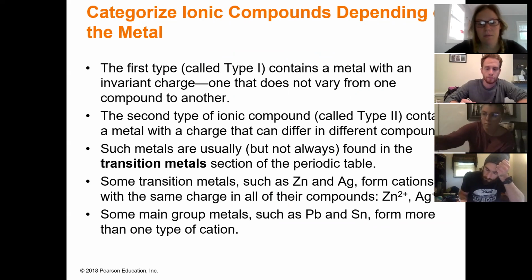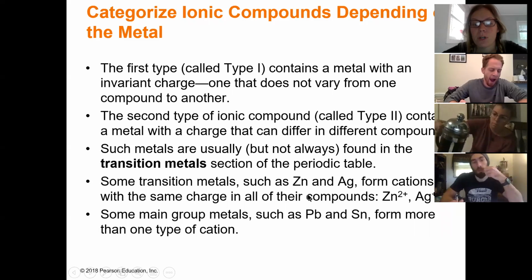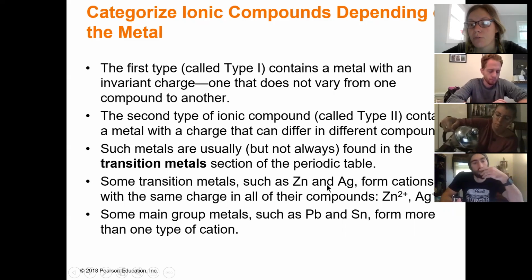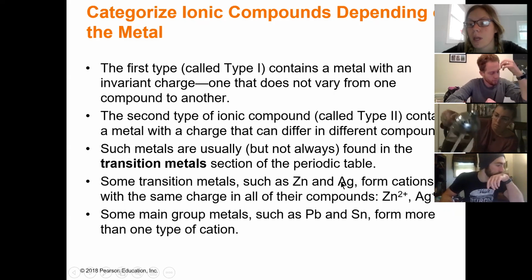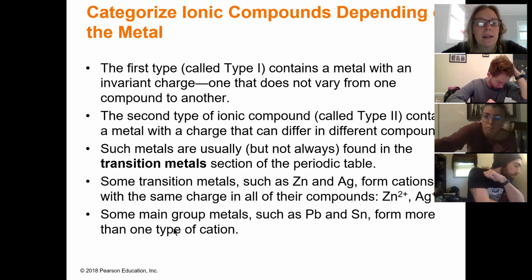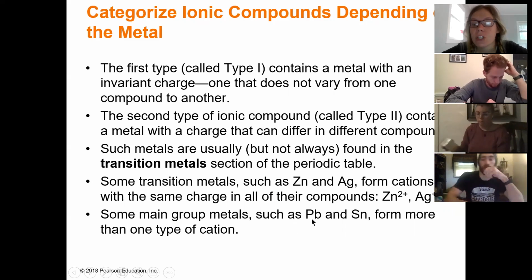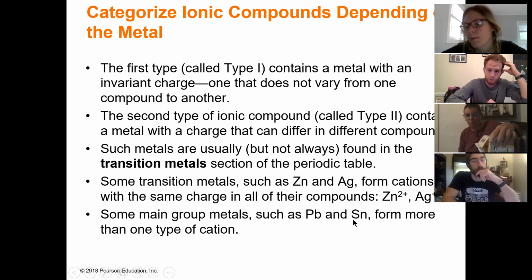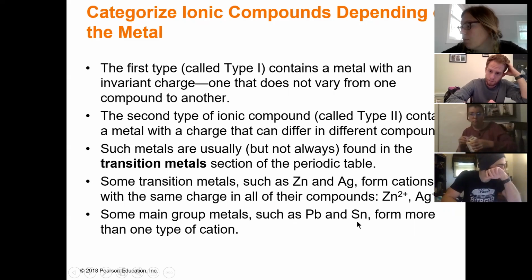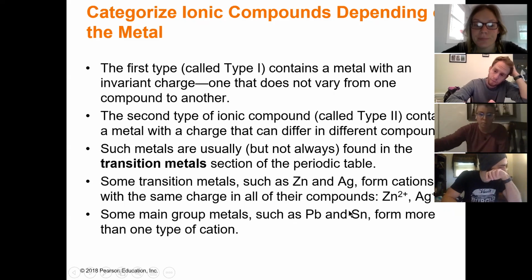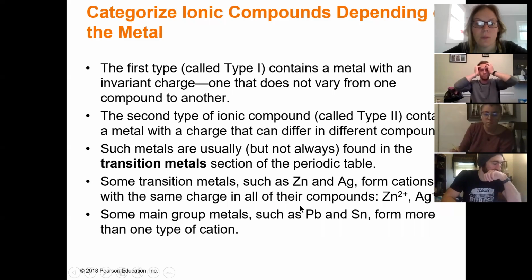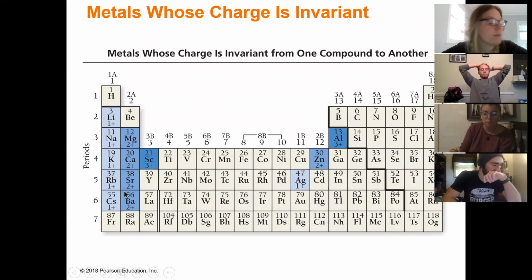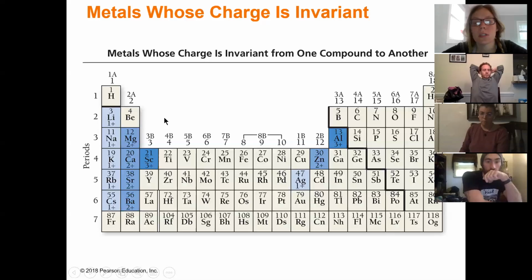Here it gives you a little bit of information. So some transition metals, zinc and silver, have predictable charges. So you should already have that written on your formula sheet. If you don't, next to zinc, put a 2+, and next to silver, put a 1+. Okay. Some main group elements have varying charges. So lead and tin, or Pb and Sn, those have varying charges. Okay, so there's our predictable charges.